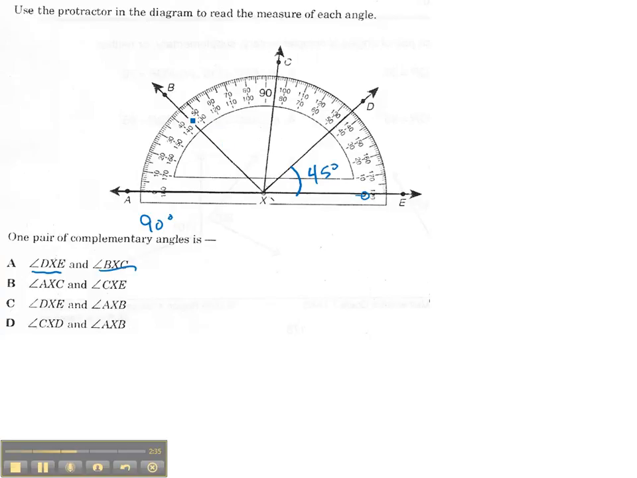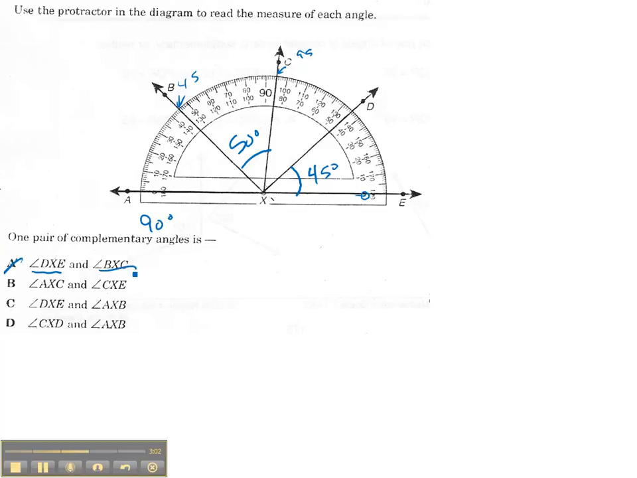Well, BXC doesn't start at 0, it starts at 45 right here and goes to, remember, we're pulling that 45 off the outer scale, so I need to read this point off the outer scale, and that's go from 45 to 95. So that is a 50-degree angle. 50 plus 45 does not equal 90, so rule out answer choice A.